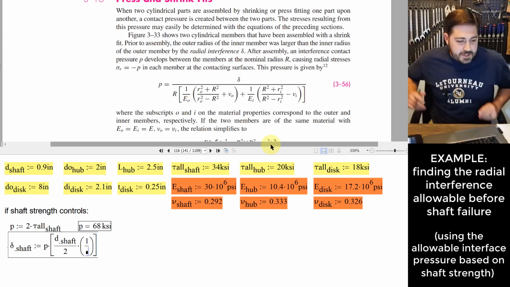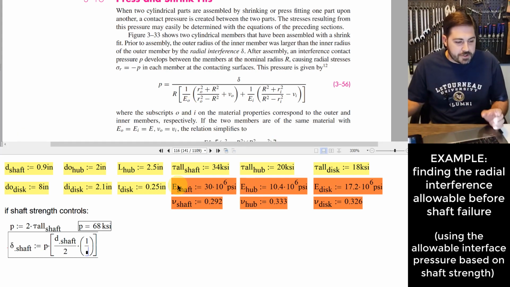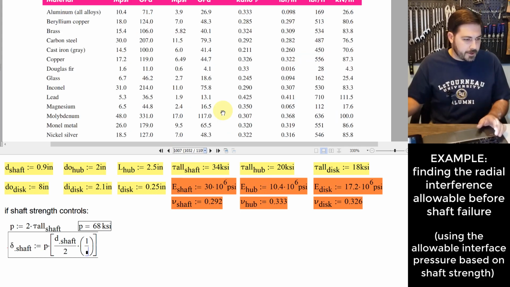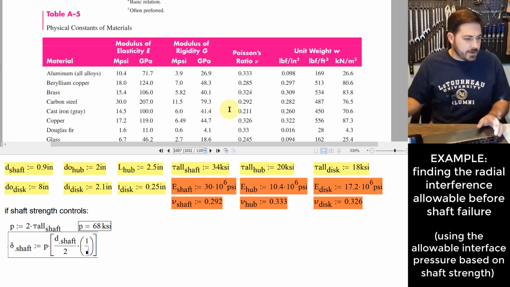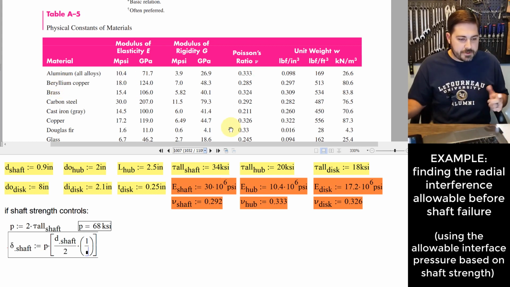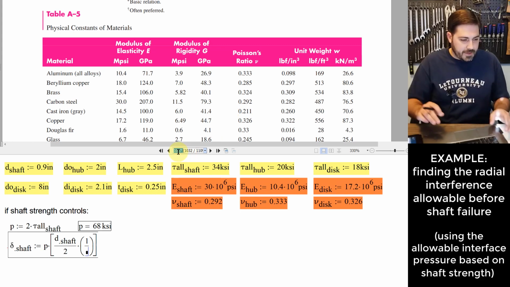And I put these in here without talking about them a whole lot, but you'll notice here we have elastic constants for our members, the shaft, the hub, and the disc. If you're curious where those came from, there's a table in the back of Shigley. It's right here, table A5. And what you see there is that for all of these materials, we've got that elastic modulus as well as Poisson's ratio looked right up out of that table.